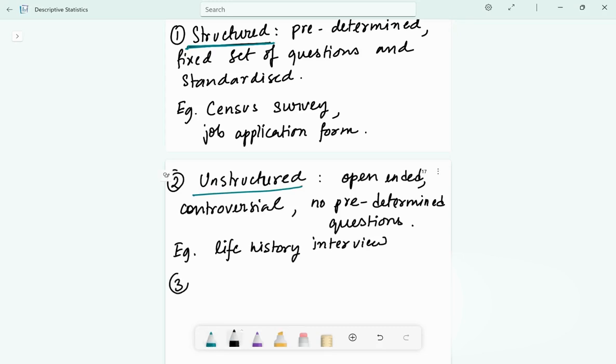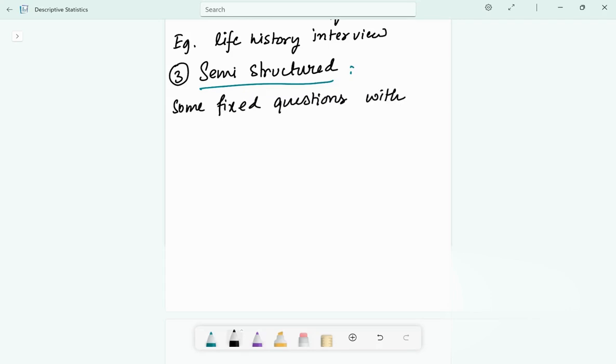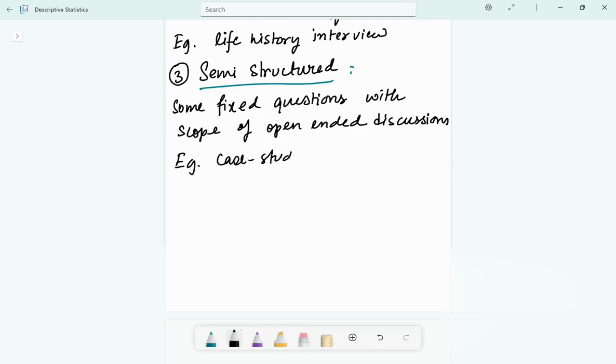Now, what is the next point? It is semi-structured. What is semi-structured? There will be some fixed questions with scope for open-ended discussions. Very clear definition. What can be the example? Case studying, then journalizing in mass media.